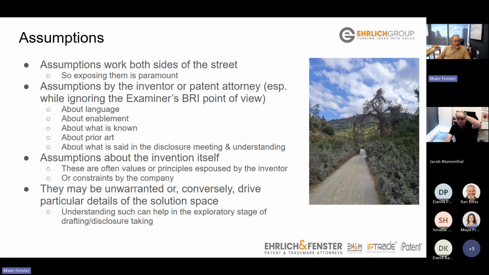The assumptions can be unwarranted, which means that if you don't identify them, you're going to be missing a lot in your patent application. Or they could be absolutely warranted, these assumptions, but then it helps you understand the shape of the solution space. And even though we're not talking about exploration, if you understand the shape of the solution space, it helps drive the exploration, which you should be doing. Exploration of the invention.